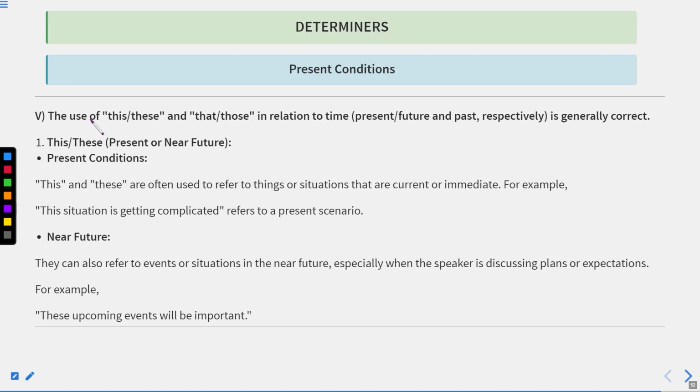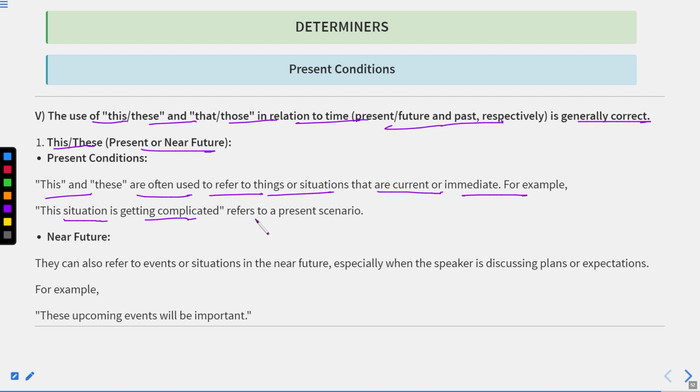Now, time conditions. The use of this, that, these, those in relation to time, present, future, and past, is generally as follows. This, these: present or future. This and these are often used to refer to things or situations that are current or immediate. For example, this situation is getting complicated refers to a present scenario. They can also refer to events or situations in the near future, especially when the speaker is discussing plans or expectations. For example, these upcoming events will be important. Okay, so here is how we can use these words.